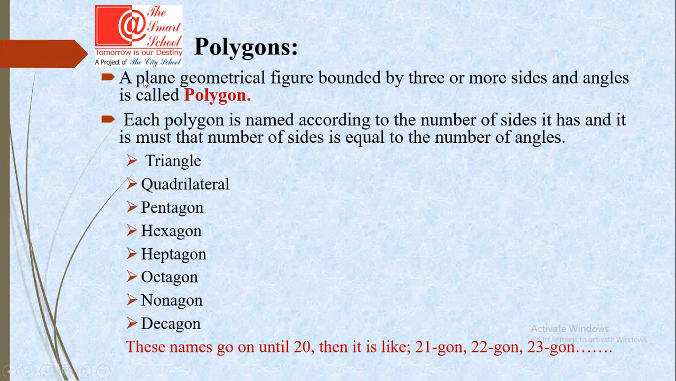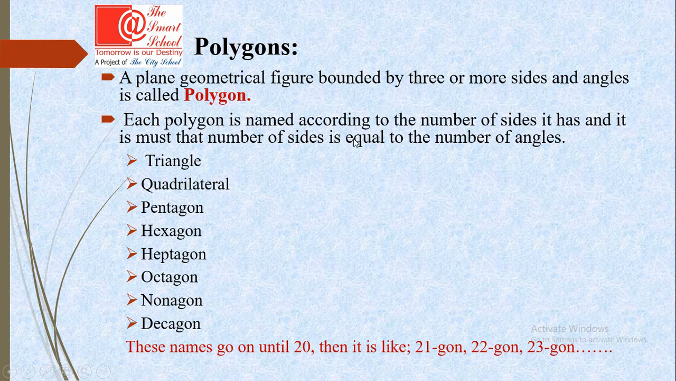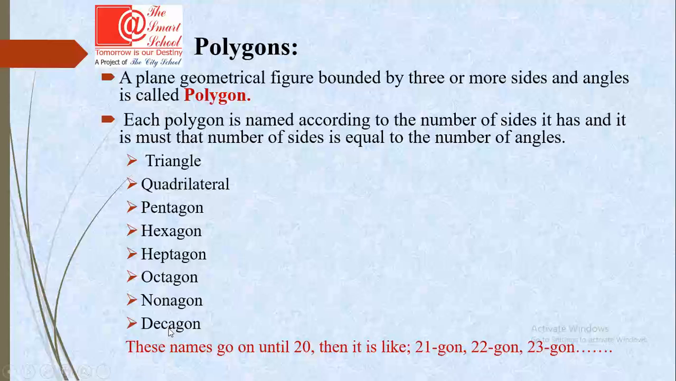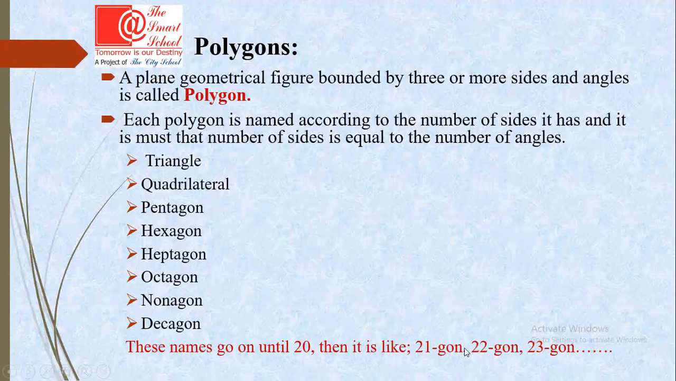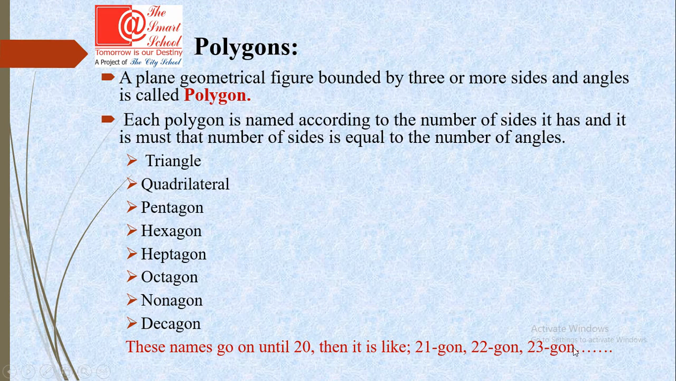Now polygons. A plane geometrical figure bounded by 3 or more sides and angles is called polygon. Each polygon is named according to the number of sides it has, and it is a must that the number of sides is equal to the number of angles. So the polygons are triangle, quadrilateral, pentagon, hexagon, heptagon, octagon, nonagon, and decagon. So these are 3, 4, 5, 6, 7, 8, 9, and 10 sided shapes. These names go on until 20. Then it is like 21 gone, 22 gone, 23 gone, and so on.